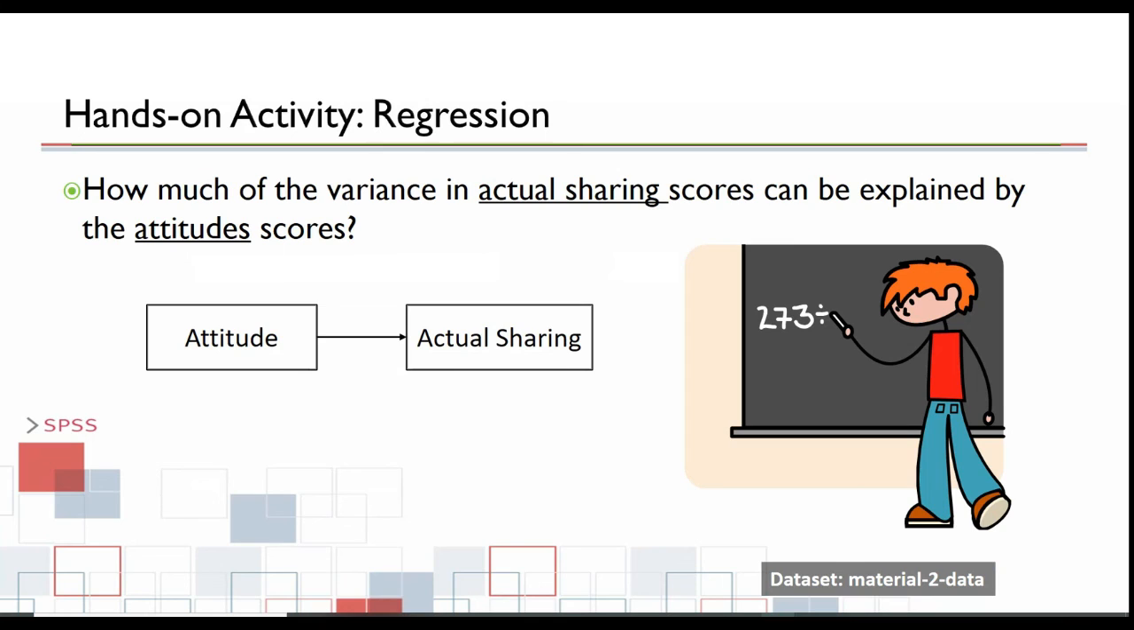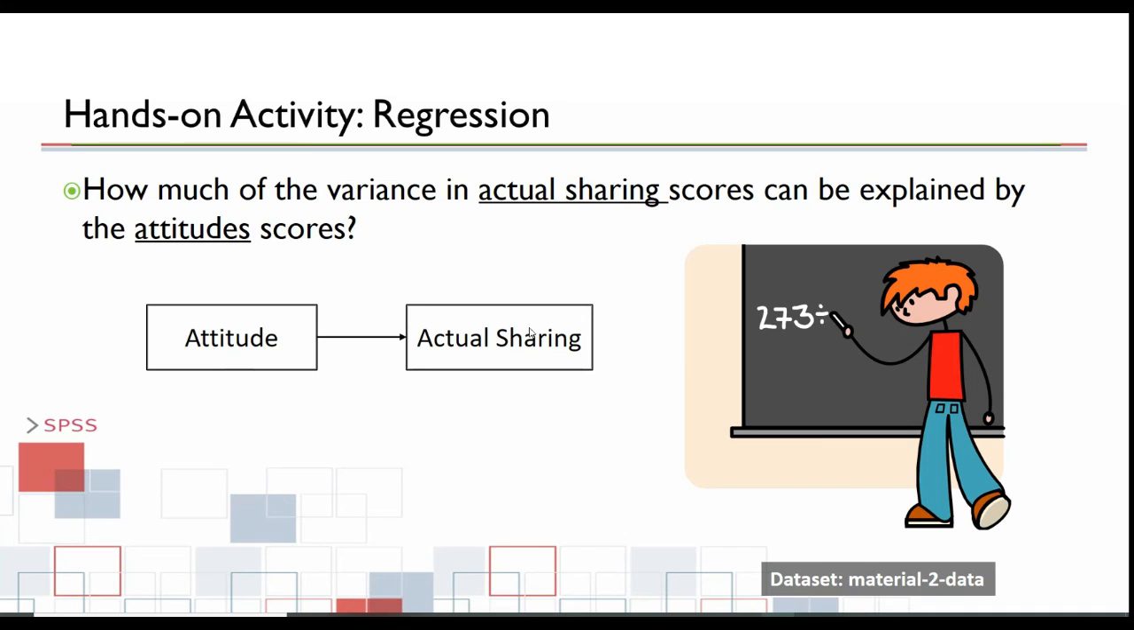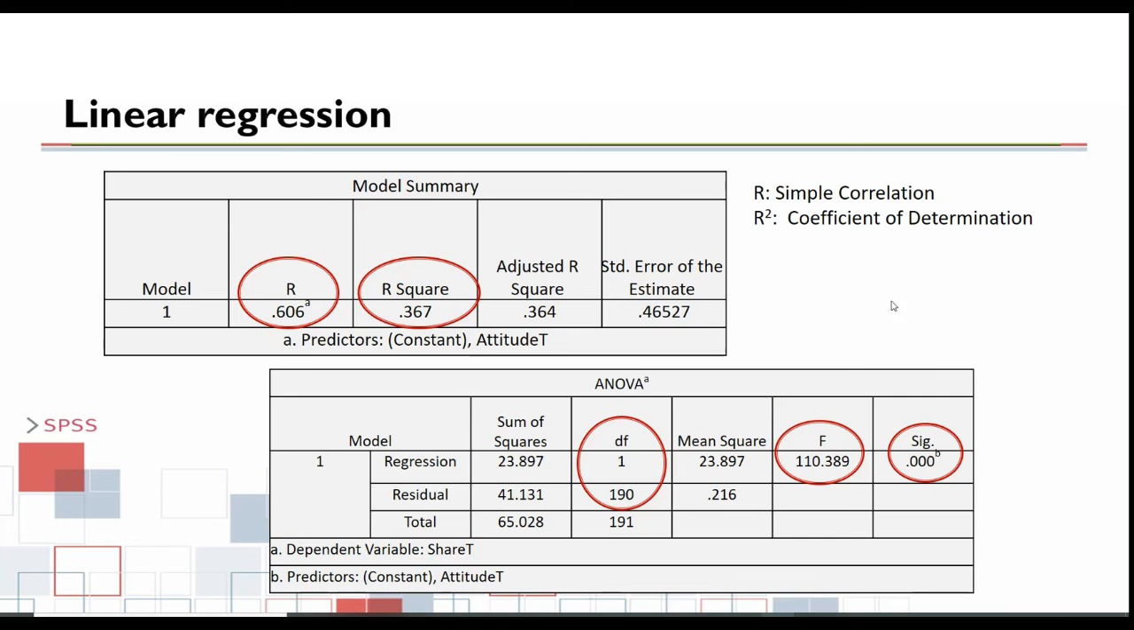All right. So this is a hands-on example. You can do it at home. You can see how much of the variance in actual sharing scores can be explained by the attitude score. So this is the research model, meaning that our attitude is our IV over here, and our actual sharing is our DV here. Once you run it, you should get the same output like this.